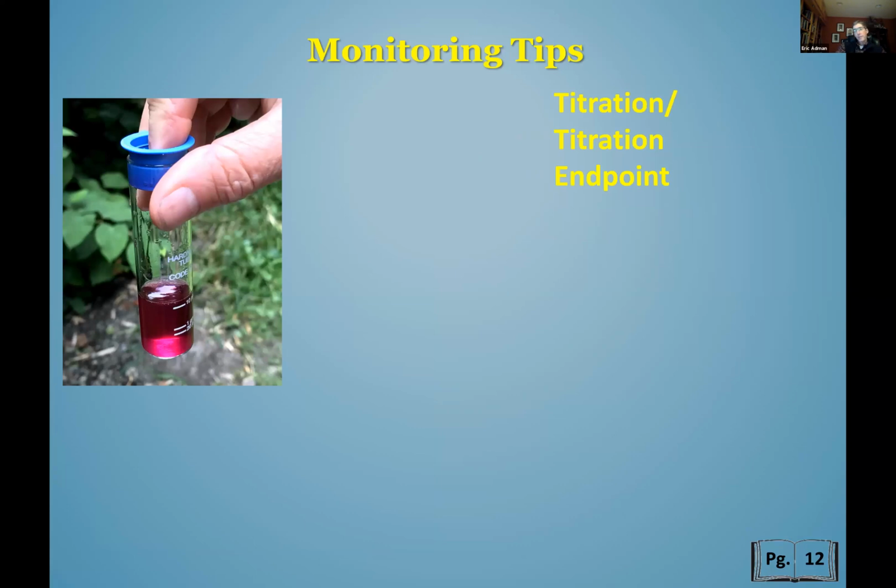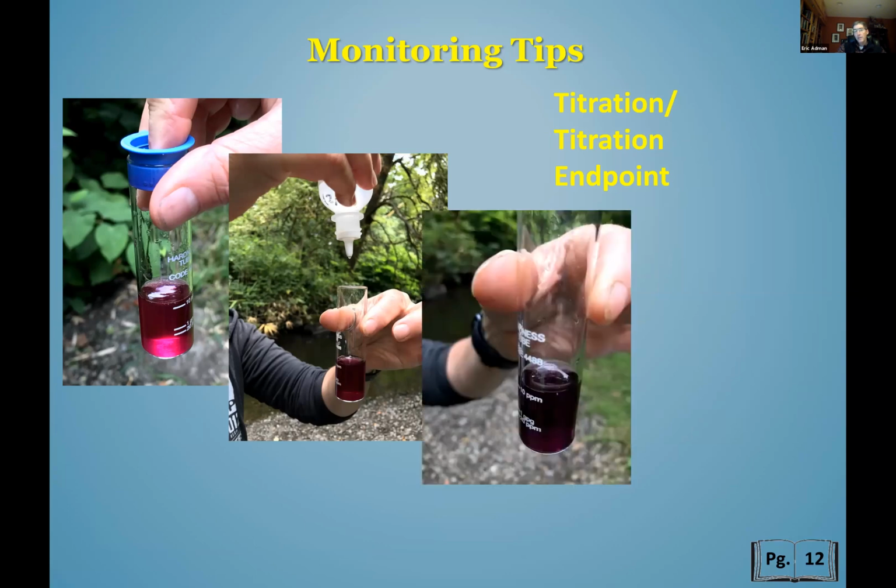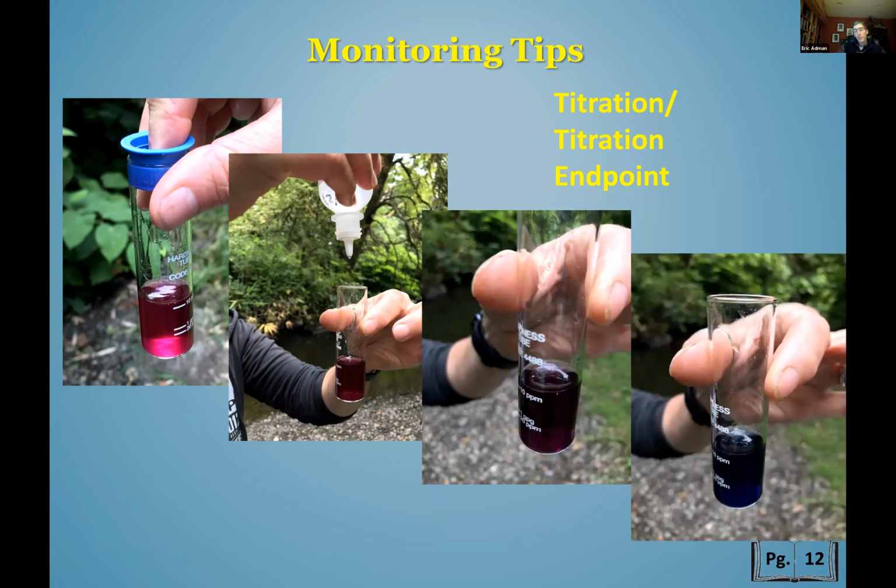Another general concept about monitoring is this concept of a titration reaction and a titration endpoint. So a titration reaction is where we've added some reagents to the water, which cause it to turn a certain color. And then we'll add a different reagent to that water, and we'll add it a drop at a time. And we're looking for a color change. And ultimately, we're looking for the point where there is no more color change.